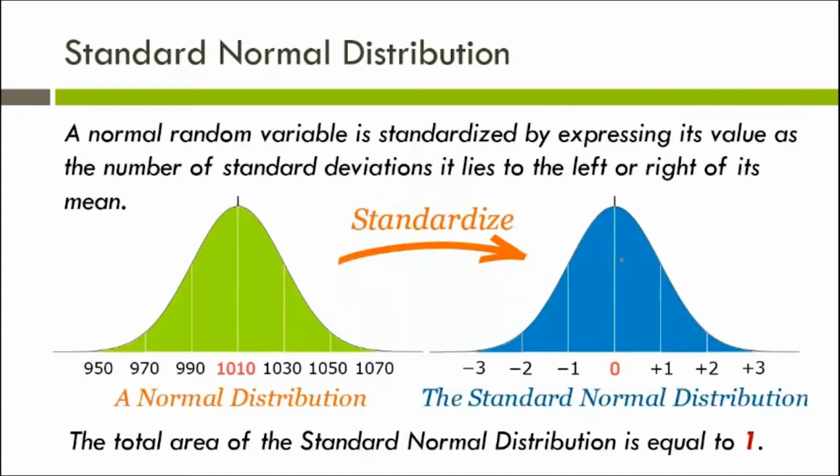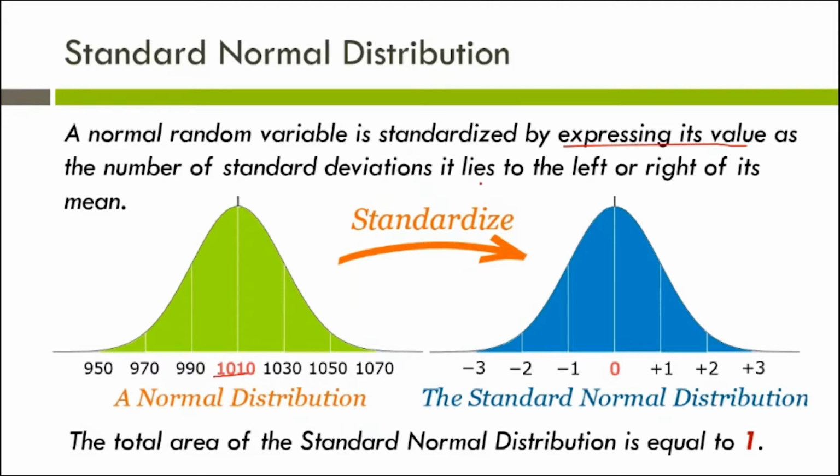So here is how we standardize a value. You have a normal distribution, you have the mean at the center, and when we standardize, this becomes 0. The mean will become 0, and all of the values to the left of the mean are negative values, and all of the values to the right of the mean are positive values. A normal random variable is standardized by expressing its values as a number of standard deviations it lies to the left or right of its mean.